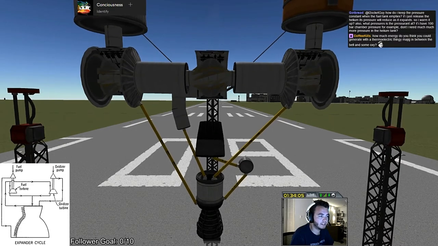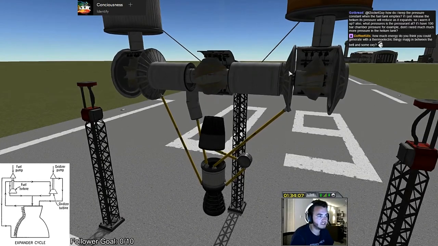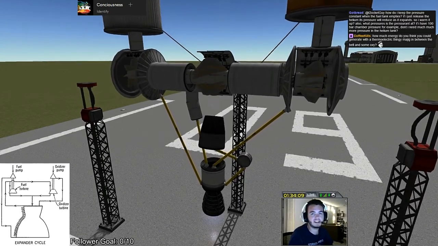So it's one system, right? Your engine starts to spin up, your turbine starts to spin, your turbo pump starts to spin, and you have rocket engine happiness.